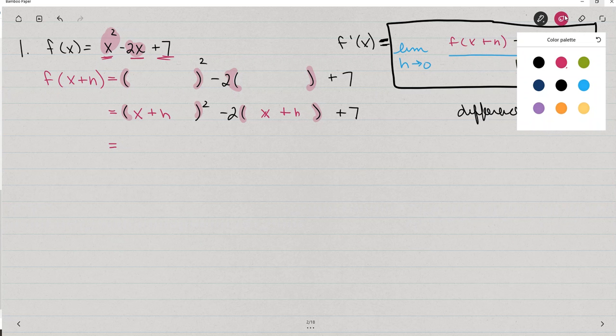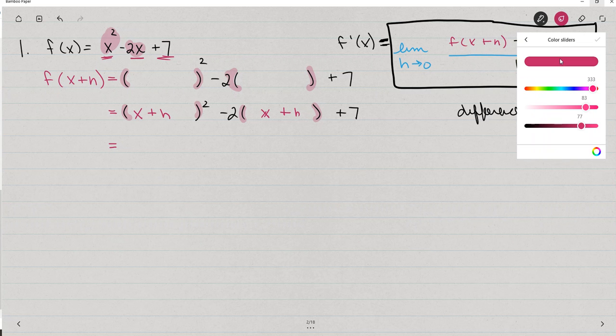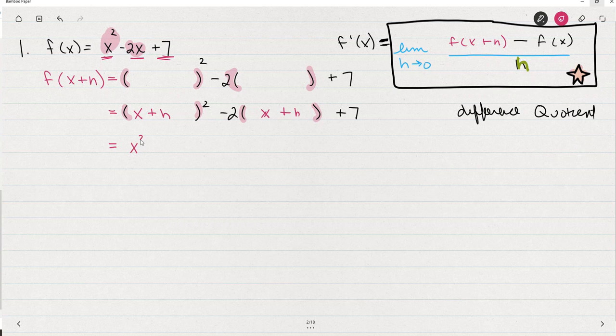x plus h, quantity squared. I could use a pattern to see that that's x squared plus 2xh plus h squared. If you're not sure what I'm doing there, then go ahead and FOIL x plus h, but you'll see that it's equivalent to the first term squared plus twice the product of the two pieces, x and h, plus the second term squared, the h squared. So I get x squared plus 2xh plus h squared.